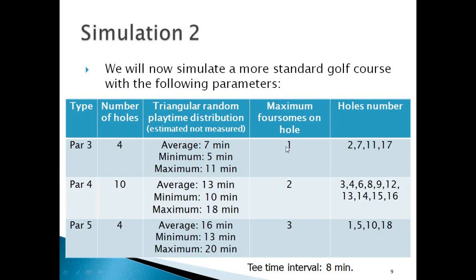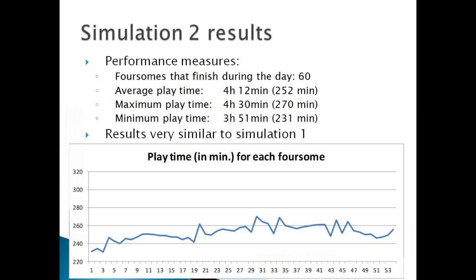On the par 3 you only have 1 foursome at a time, and on the par 5 you could have up to 3. One in the fairway, one at the start, and one on the green. So we'll use the tee time interval that we had evaluated as being the optimal before, and see what it looks like with a real golf course like this.